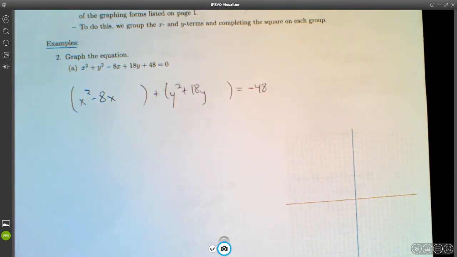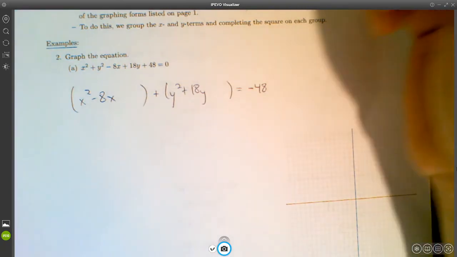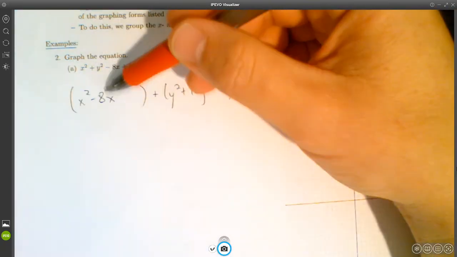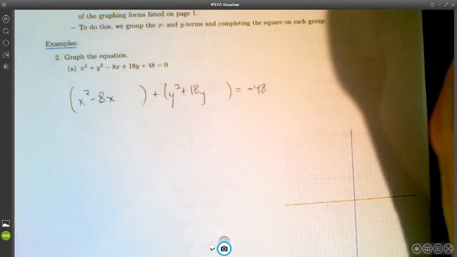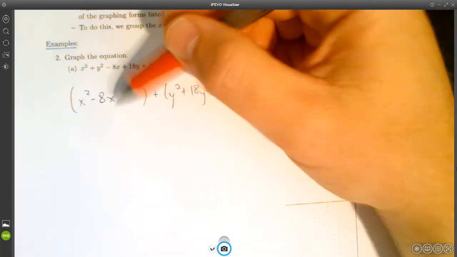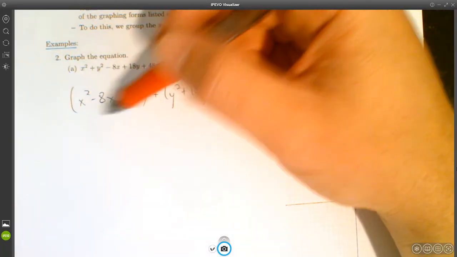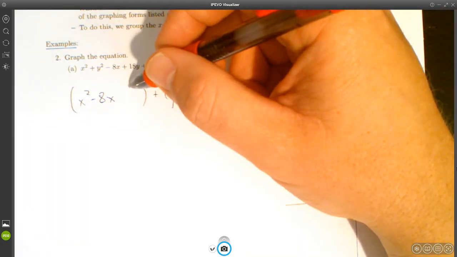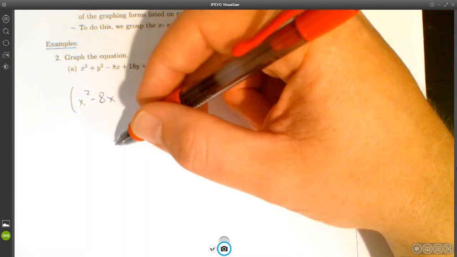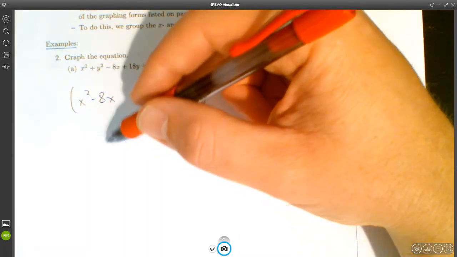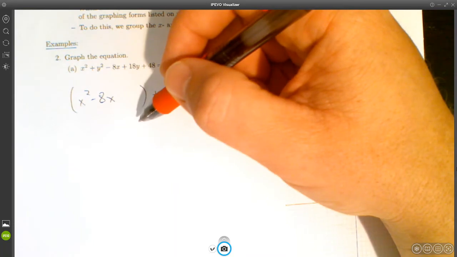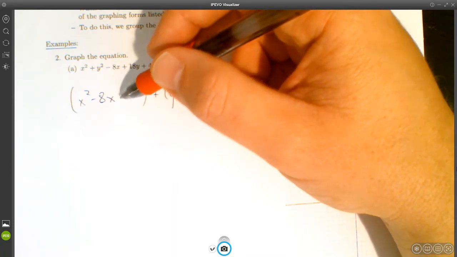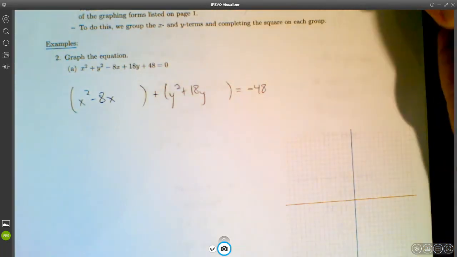If I'm thinking about completing the square, the trick for completing the square, so maybe let me back up. When we say complete the square, what we mean is we want to rewrite this as a perfect square trinomial. So we want to write a number in here so that when we go to factor this in the next step, it's just going to look like x minus something squared. It's just going to be a binomial times itself. Well, so how do we do that?